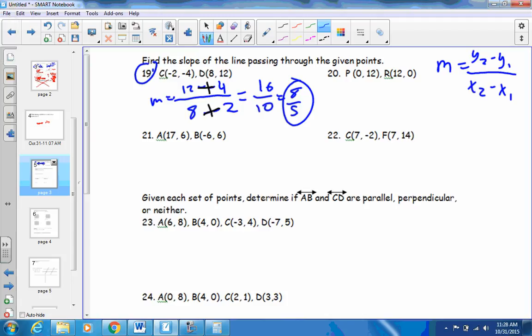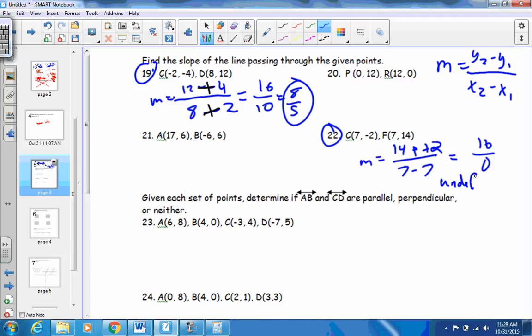Alright, let's skip to number 22 then. The slope would be the second y, which is 14, minus the first y, which is negative 2, all over the second x minus the first x. We get plus here. So 16 over 0. If you have a run of 0, it means it's going to be a vertical line. And you can't divide anything by 0. So that makes it undefined.